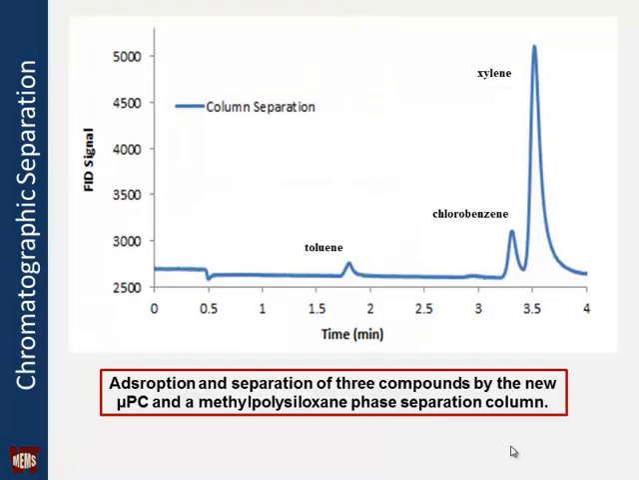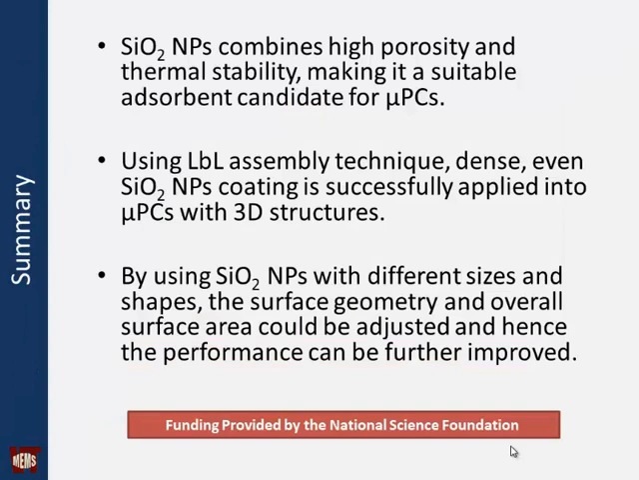And this one shows the successful adsorption of three compounds in a gas mixture: toluene, chlorobenzene, and xylene. And then we use a separation column after that to separate them. So it shows that this nanotechnology can really be merged with MEMS technology to develop micro-fabricated preconcentrators for micro gas chromatography applications. So that's all, and I also want to acknowledge the funding provided by the National Science Foundation. I would be happy to answer any questions. Thank you.